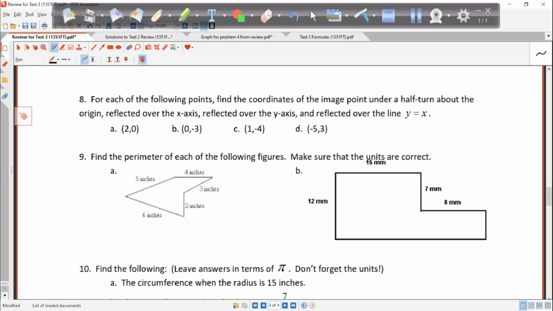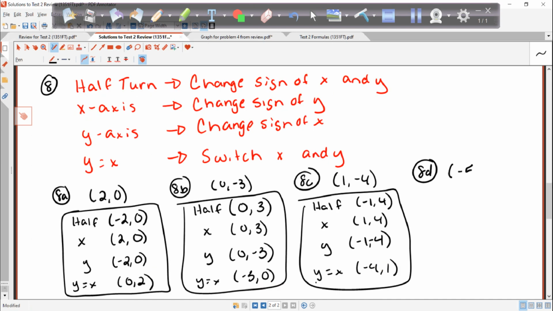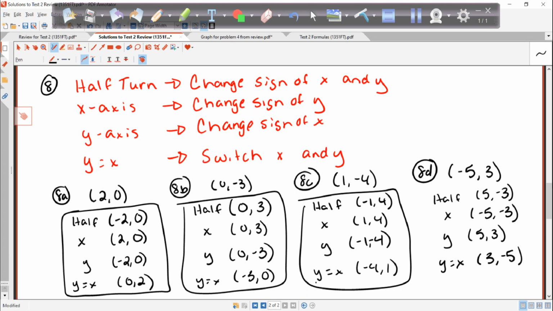Last one, negative 5, 3. All right, all the same steps. Half turn: we're going to change the sign of both, so it'll become positive 5, negative 3. Reflect over x, we're going to change the sign of y, so it'll be negative 5, negative 3. Reflect over y, we're going to change the sign of x, so this becomes positive 5, 3. And to go over y equals x, we're going to switch the order: 3, negative 5.